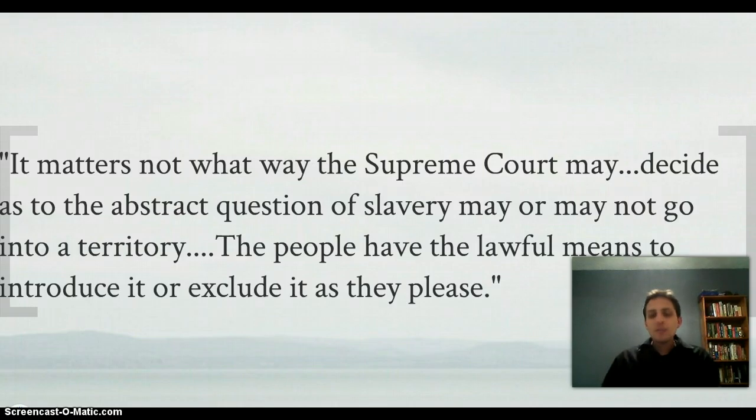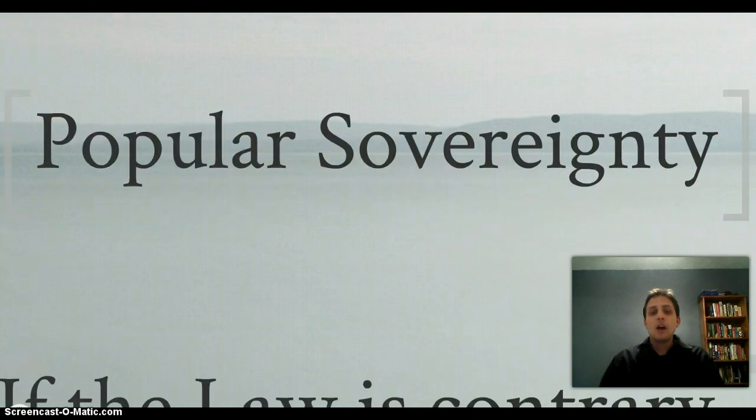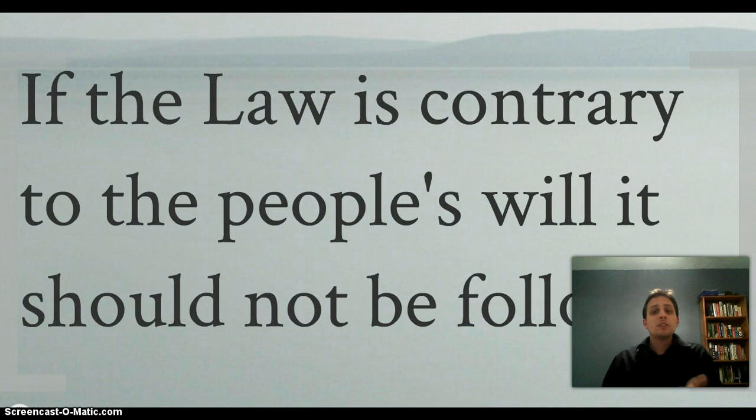So, like we've been saying in class, Douglas's main ideology that he's going to hang his hat on is popular sovereignty here. He's going to say it is the people's choice. It is a democracy. If the people choose the morally wrong thing, well, the people chose it. Democracy works by majority rule, and it's their decision to make. And so what he says is, if the law is contrary to the people's will, it should not be followed. Basically saying the people's will should guide it, and they don't have to follow these things that they see as unjust laws. And if unjust means excluding slavery, then they shouldn't follow that law.